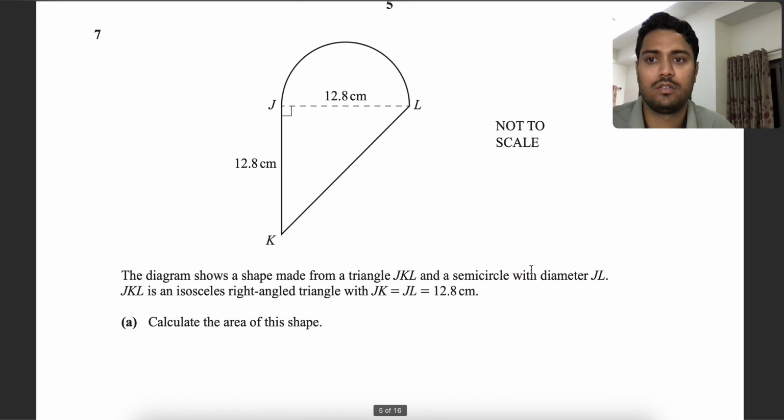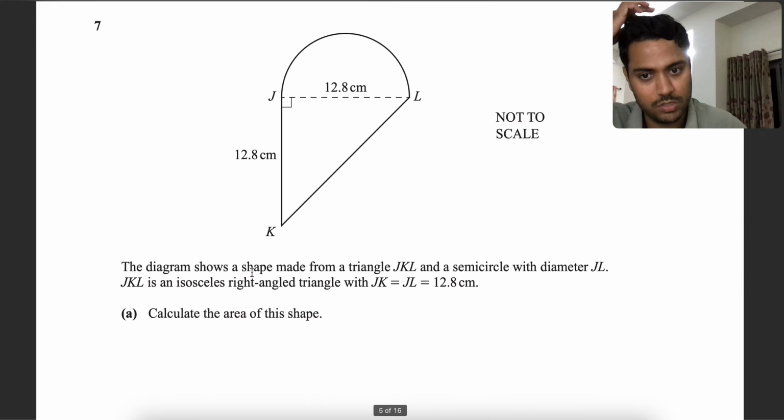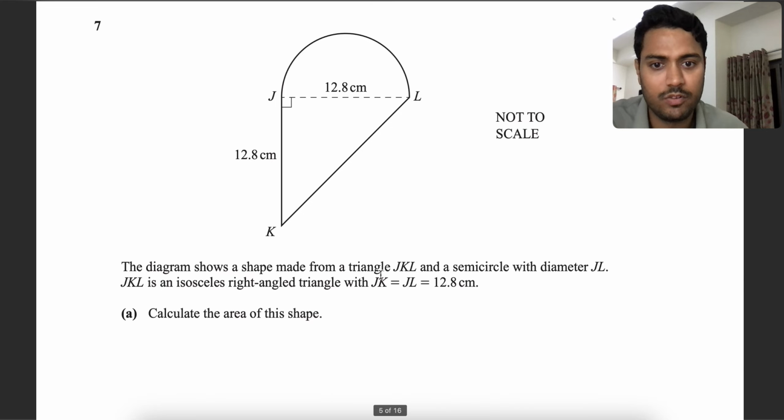Question number 7. It says the diagram shows a shape. It's a compound shape made from a triangle JKL, which is a right angle triangle, and a semicircle with diameter JL. It is an isosceles right angle triangle with JK equal to JL equal to 12.8. Calculate the area of the shape.